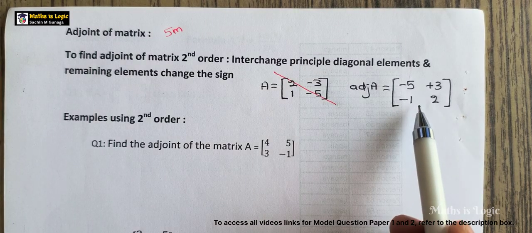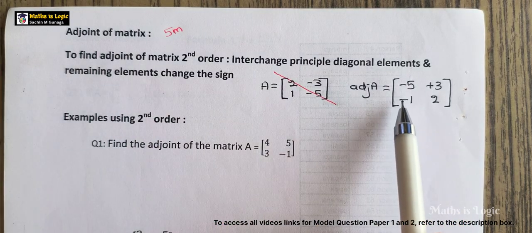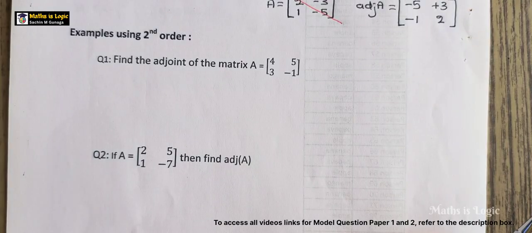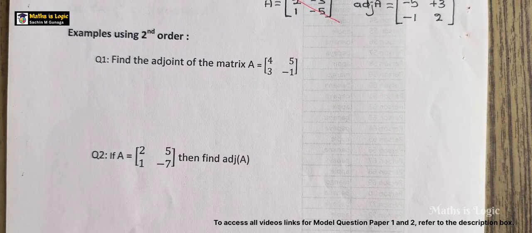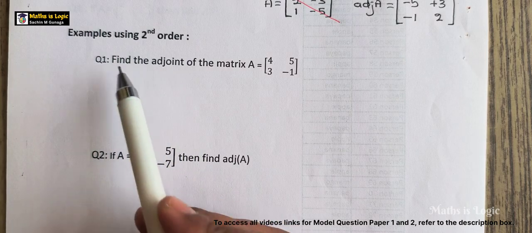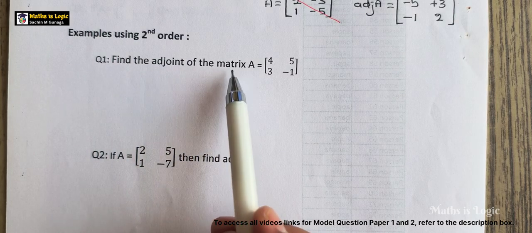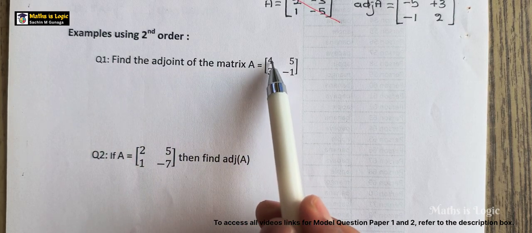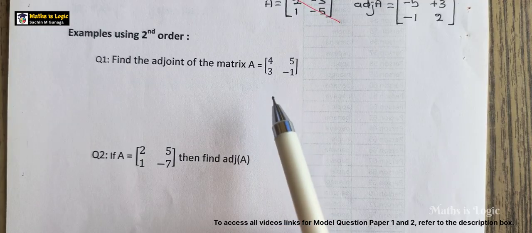So within one step we will get the answer. So here, by taking an example, let us understand. Find the adjoint of matrix A, which is [4, 5; 3, -1].